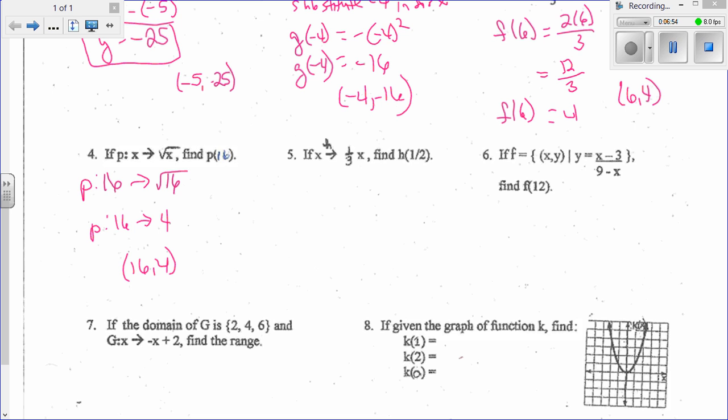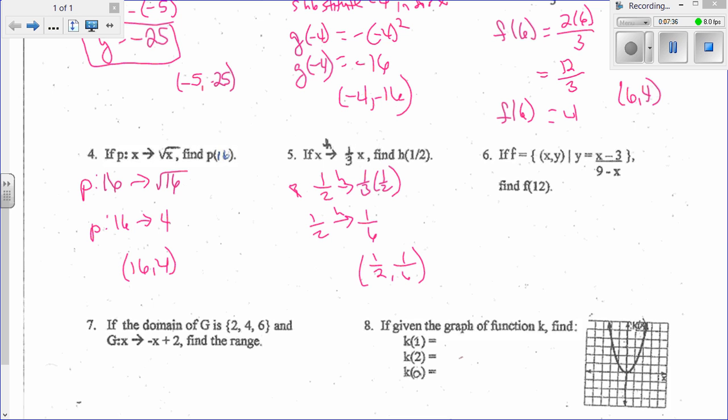So we have under function h, x changes to 1/3 of x. So find h of 1/2. So I'm going to put in 1/2 in place of x. So we have 1/3 times 1/2, which is 1/6. So my ordered pair is 1/2, 1/6. Remember, when you multiply fractions, you simply just multiply numerators, multiply denominators.